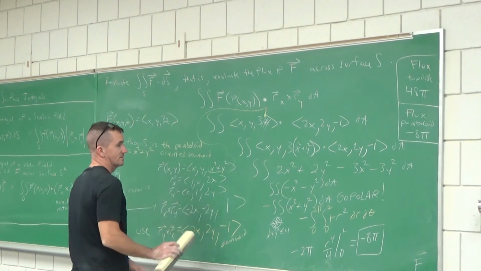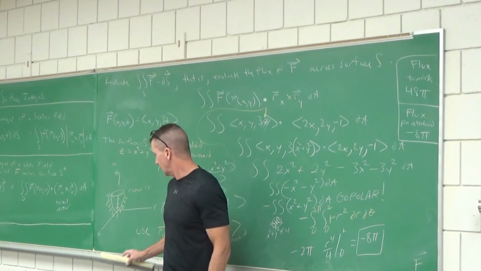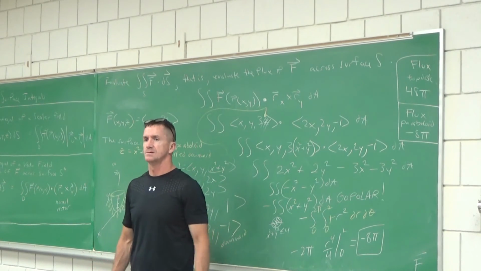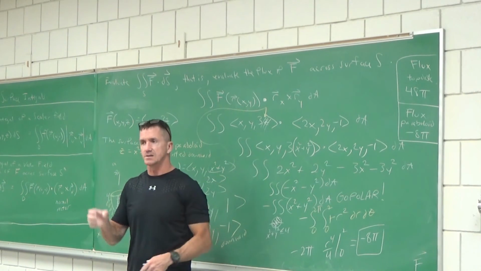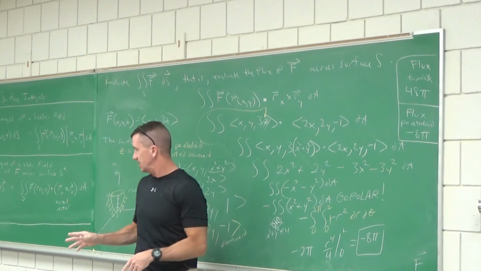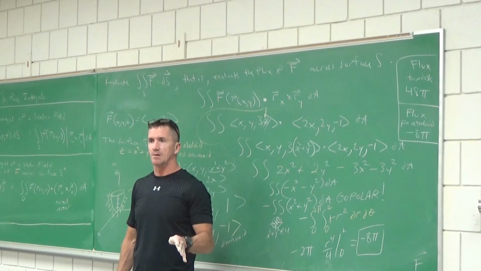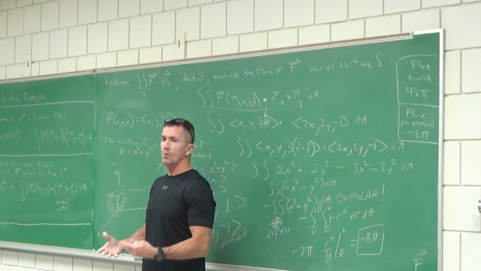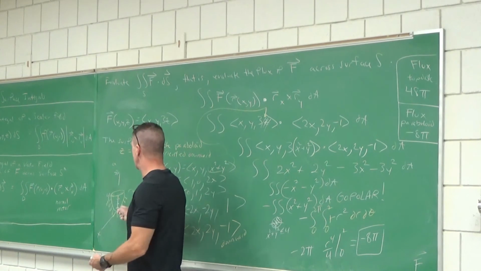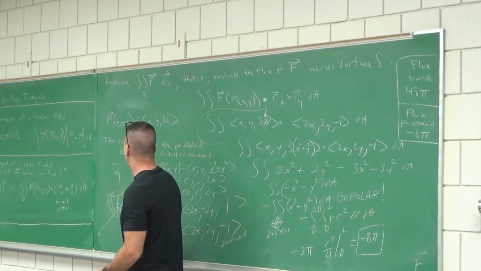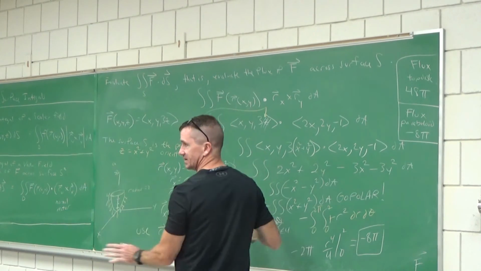So that's part C. Wait, some people are copying. I'm going to wait till you get all this. Flux across the top disk was 48π. The flux across that paraboloid, we're getting negative 8π, oriented downward. Now, what would be the flux across this included with this? And I say oriented outward. That's my word.